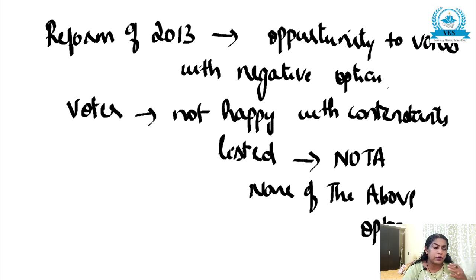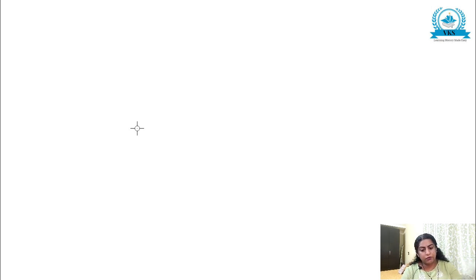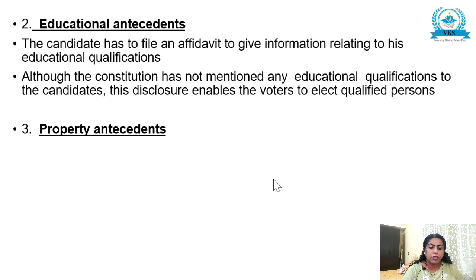It provides an opportunity for a voter. If that voter is not satisfied with the contestants listed in the ballot paper, then that voter has the option to choose none of the above, that is NOTA option. So these were the different recommendations and different changes or reforms made regarding the elections. Okay, now we'll continue and see the points which we have studied till now.